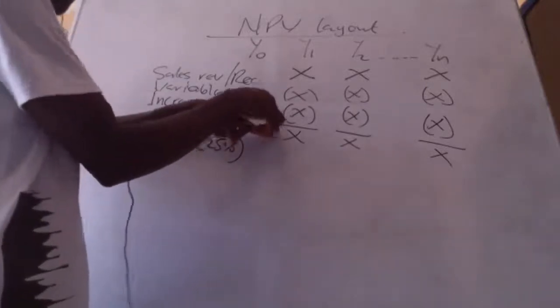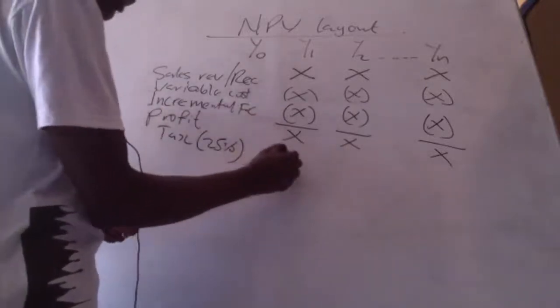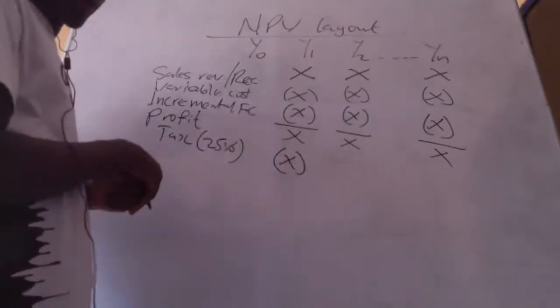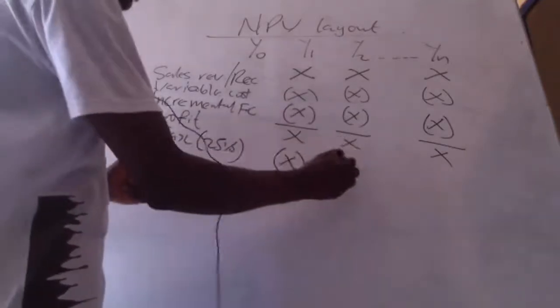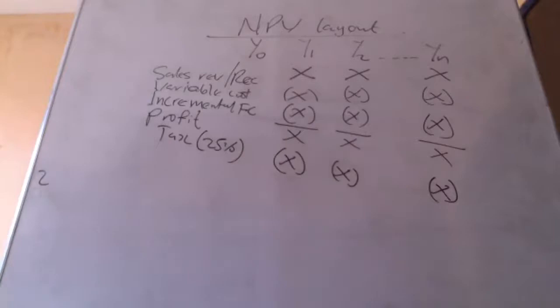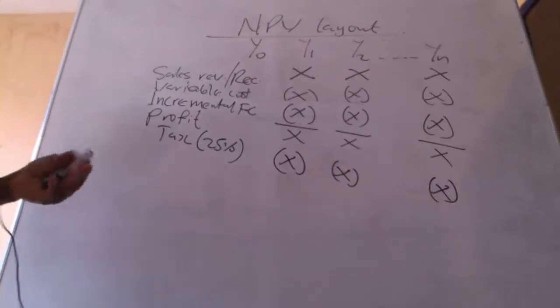So if tax is being paid in the same year, it means that year one tax will be paid in when? Year one. So when I extract the percentage, I'll bring it here. Year two tax will be paid in year two, and year three too will be paid in year three, up to the end of the project life. Good. That is the tax. That is the one way. That's if tax is being paid in the same year in which profits arise.